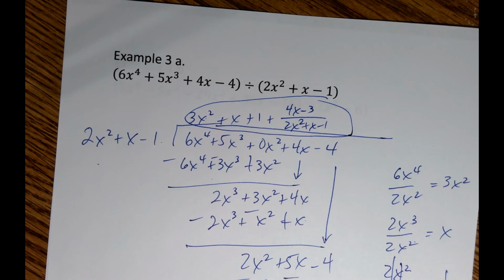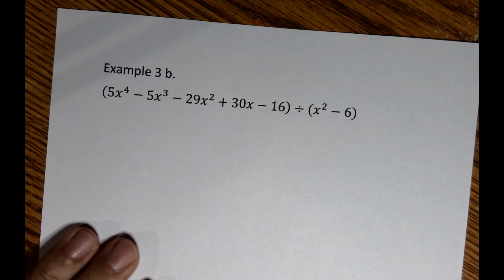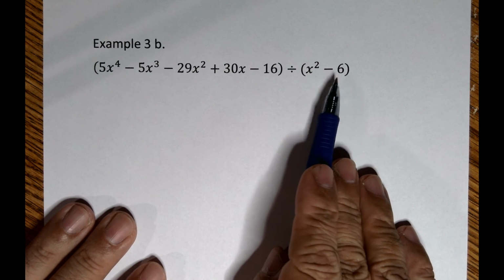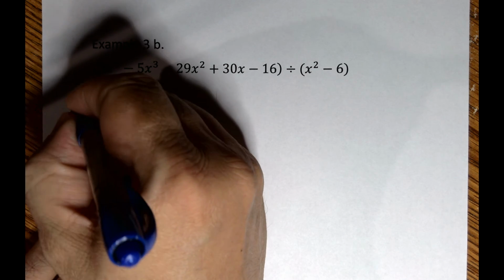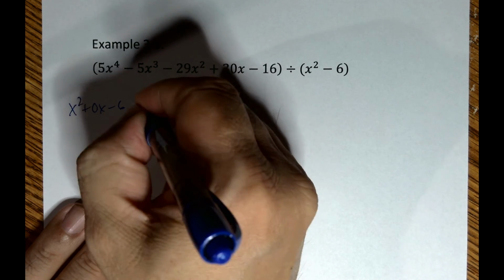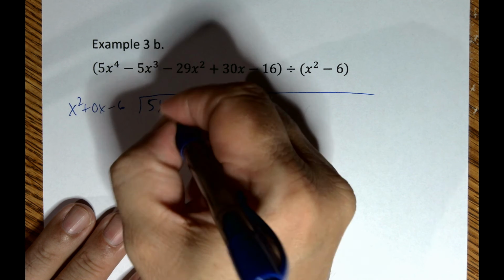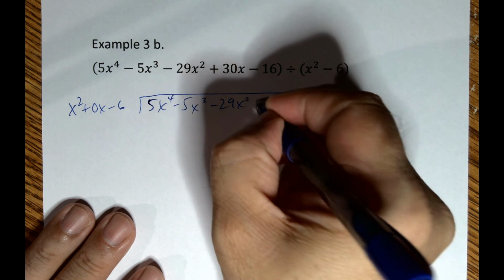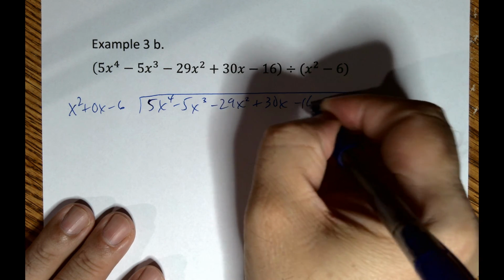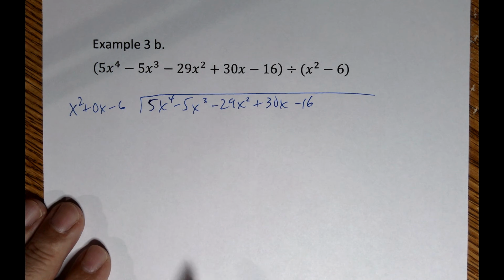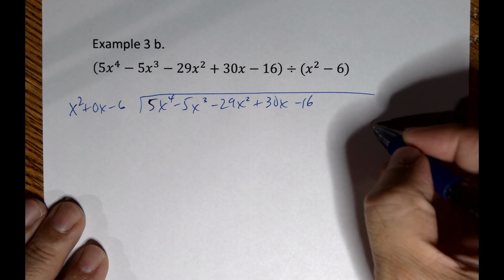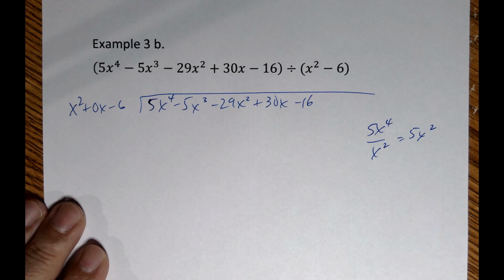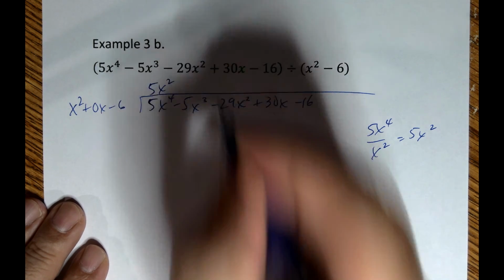All right, one more example and let's call it. Okay, so this time it's the divisor that's missing a term, right? So I'm going to put x squared plus 0x minus 6. 5x to the 4th minus 5x cubed minus 29x squared plus 30x minus 16. Okay, so now, it's 5x to the 4th over x squared, 5x squared. So I'm going to multiply by 5x squared.